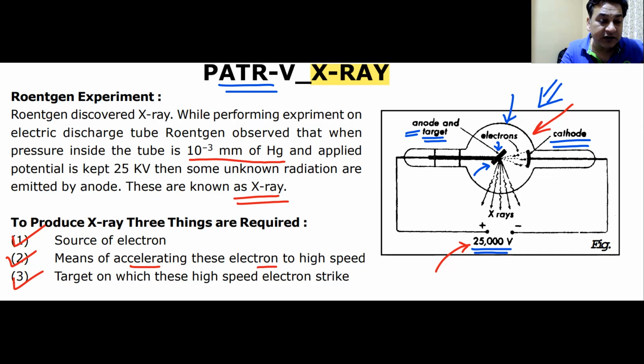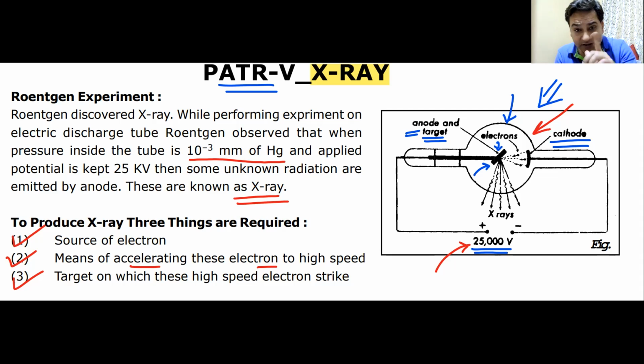So these are the 3 things, and all the theory of X-ray is based on them. I'll give you a minute to write it, and then I'll move on to the better arrangement, which is the Coolidge tube. And then we will understand this Coolidge tube in great detail.